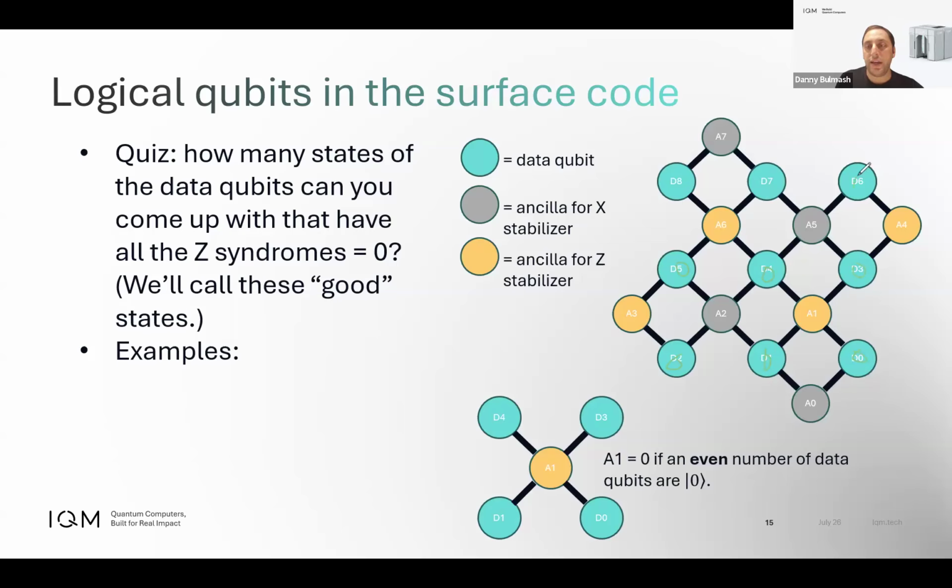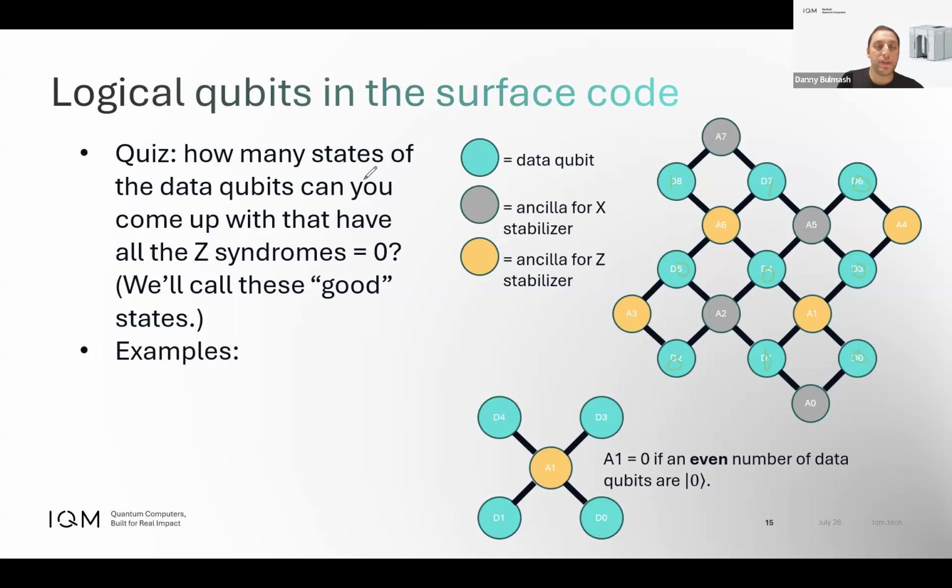And then let's say just these two get flipped. So let's go ahead and check what's going on. A3 has 2 zeros attached to it. We're good. A1 has 4 zeros attached to it. We're good. Sorry, A1. A4 has 2 zeros attached to it. Again, good. And A6 has 2 zeros attached to it. So we're good. So this has all of the Z syndromes equal to 0.